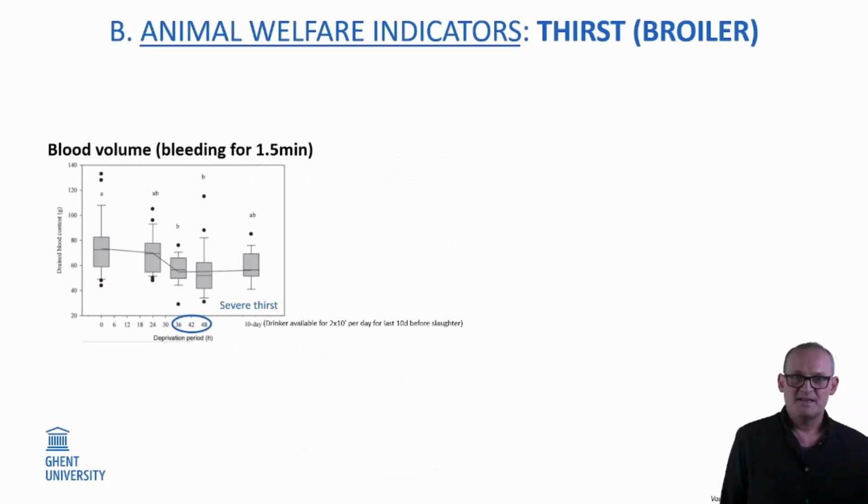What was found in this study, perhaps a little unexpected, was simply that the blood volume was related to the dehydration duration. As soon as the animals were dehydrated for at least 36 hours, the volume of blood was significantly lower than for the non-dehydrated broilers. That is a measure that could perhaps be considered in a slaughterhouse environment, although you need to collect blood for 90 seconds.